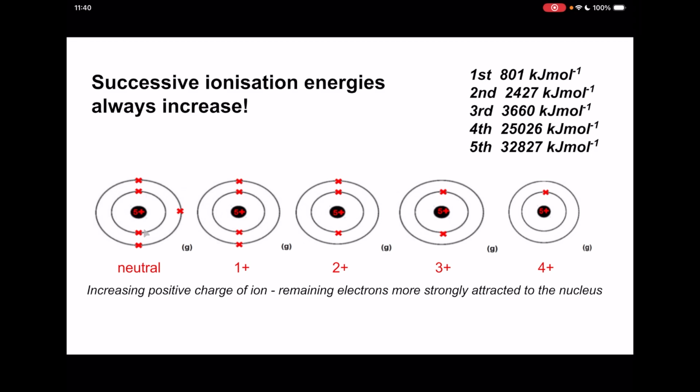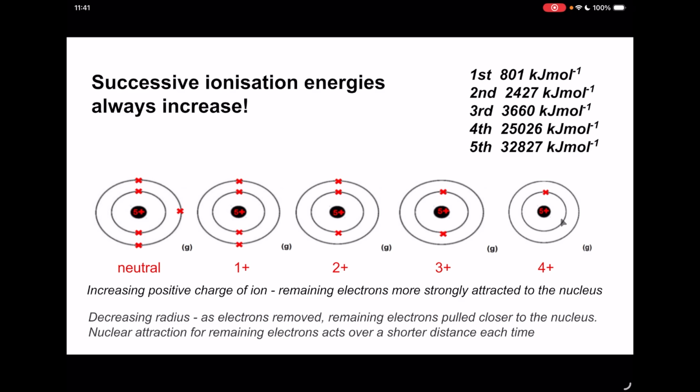So we've got 5 electrons, 5 protons in the nucleus, that's neutral. And then we've got 1 plus, then we've got 2 plus, then we've got 3 plus, then we've got 4 plus. So we've got an increasing positive charge of the ion. So any remaining electrons are going to be more strongly attracted to the nucleus each time.